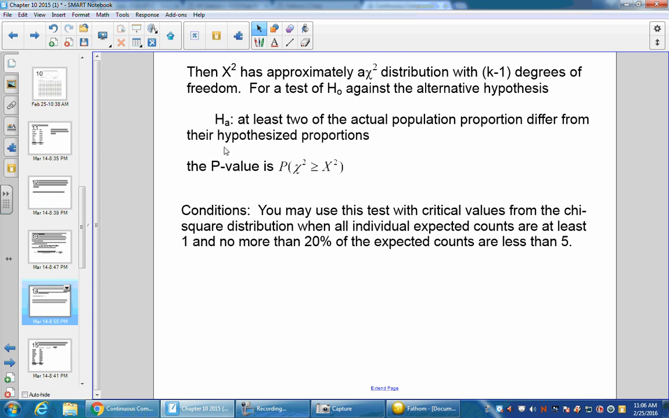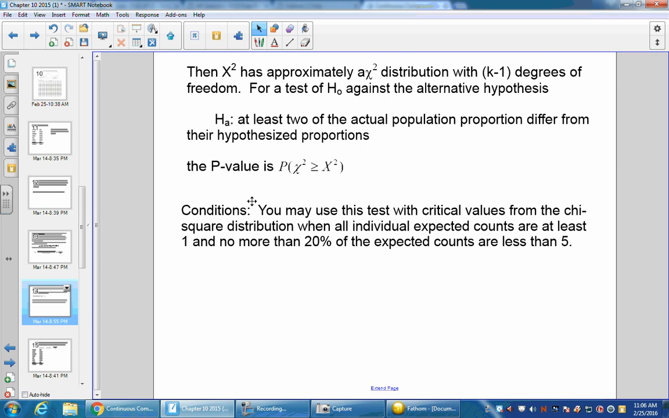Now our alternative hypothesis is that at least 1 of the actual population proportions differs from the hypothesized proportions. The p-value is the probability that your chi-squared is greater than your x squared. This will make sense in a bit.